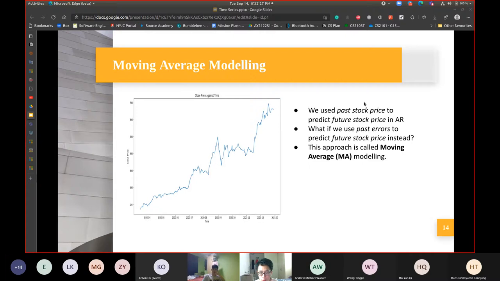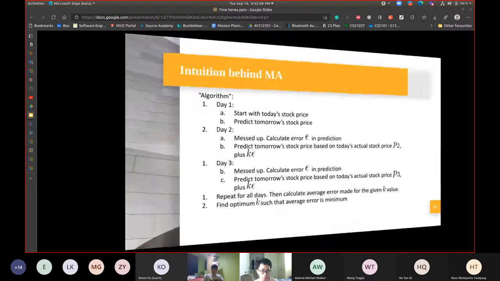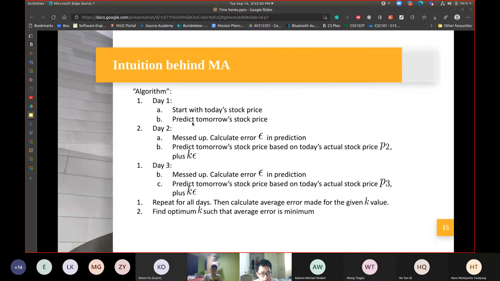Alright. So, in autoregression, you are using the past stock data to predict the future stock data, right? So this is somewhat intuitive. There's actually another method called moving average, which uses past mistakes to predict future stock price. This one probably requires a bit of a demo. Let's say you start with today's stock price. You know the price today, and you want to predict tomorrow's price. Because you don't have enough data, your prediction is probably going to be super wrong. So when day two comes, you get the actual stock price, you realize your prediction was very off, and you get an error. Let's call this error E.